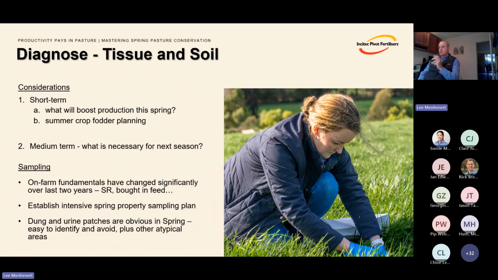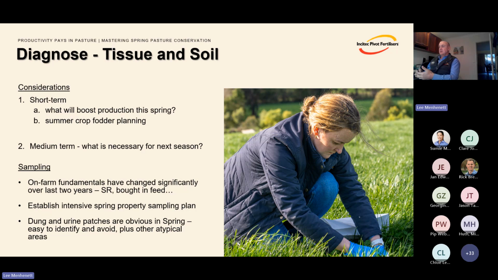So I think we need to look at the short term and also a medium term. So in the short term, we're definitely looking at boosting maximum production for this spring period, and also summer fodder crop planting, because it's going to be a key form of feed that we're going to have to get our head around as well for filling some feed gaps over the summer period. But we also need to think medium term. So it's not just about this spring period. We've got to be thinking about the summer and the autumn and next season as well. So we need to have a bit longer mindset.